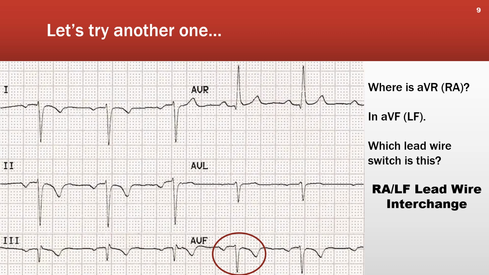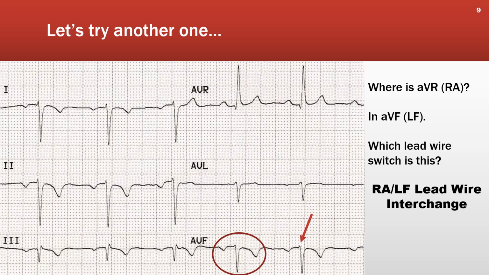AVF is the left foot electrode wire, or left leg electrode wire. So the two have switched places. When we look up in the space for AVR, that's really AVF that we're seeing there, and we're seeing AVR in AVF space. So whichever space lead AVR appears in, other than its own space, that's the lead wire that it has switched with. So we have a right arm, left foot lead wire interchange.